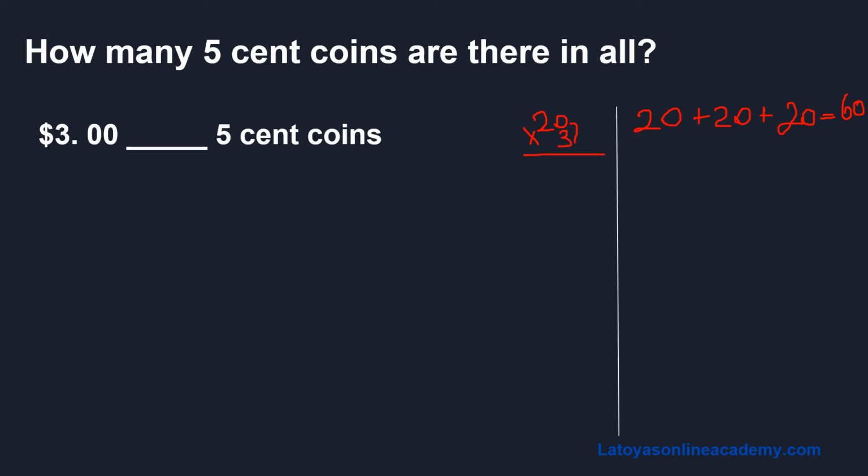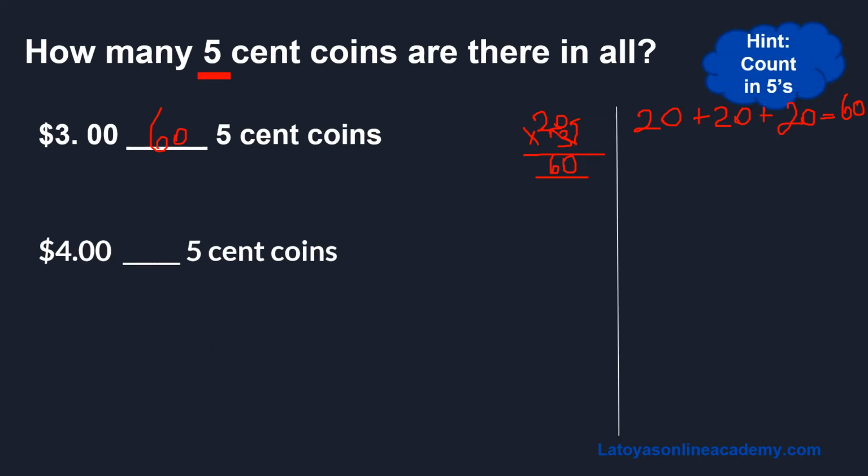3 by 0 is 0, and 3 2s are 6. I am still getting 60, so there are a total of 60 5-cent coins in $3. How many 5-cent coins are there in $4? I know how many 5-cent coins there are in $4.